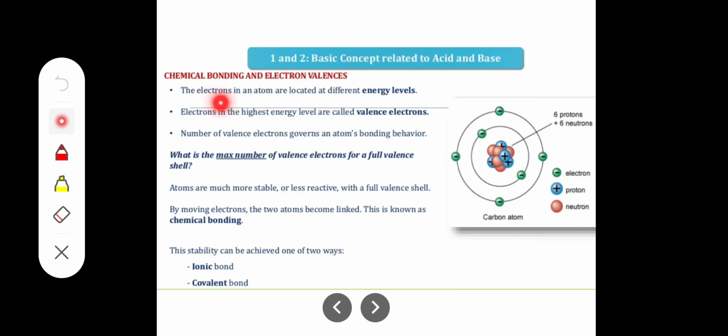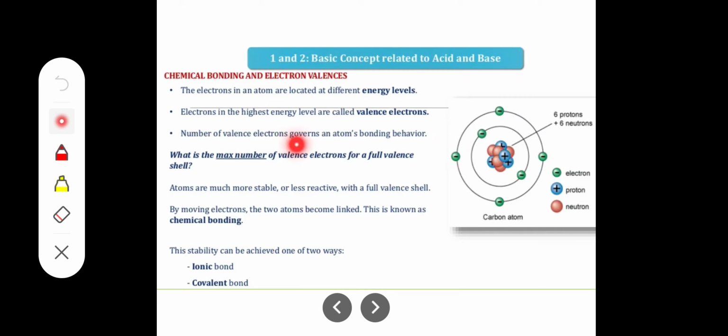The electrons in an atom are located at different energy levels. Here you can see one energy level with 2, then here it is 4. The electrons in the highest energy level are called valence electrons, and that determines the scope for bonding. Carbon valency is 4, so 4 electrons are there, and the electrons in the highest energy level are called valence electrons.